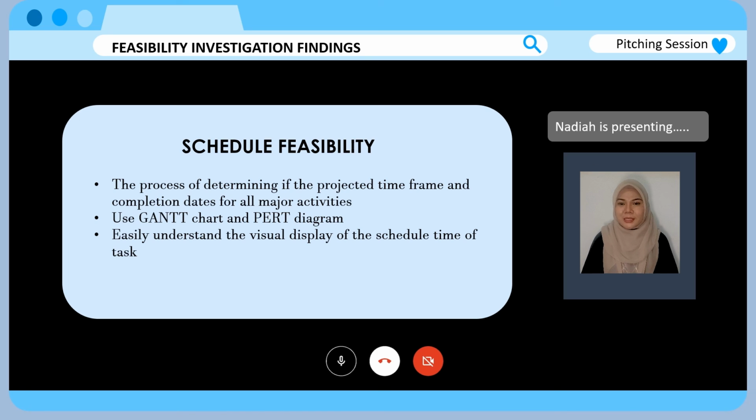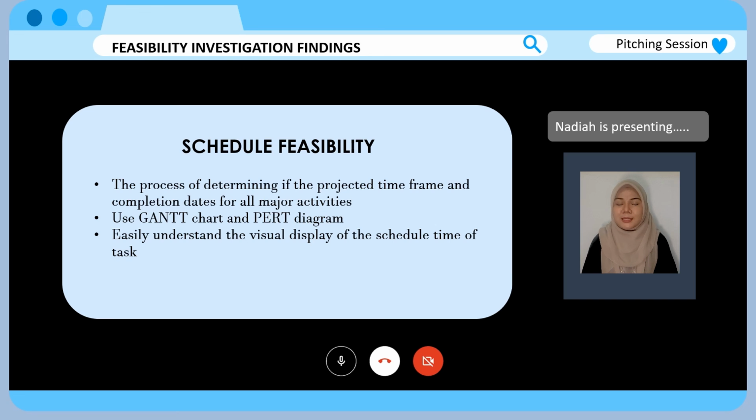Schedule feasibility is known as the process of assessing the degree to which the potential time frame and completion date for all the major activities within a project meet organizational deadlines and constraints for the affecting change. To create and plan the schedule, we use the Gantt chart and PERT chart because they are common project management tools, and by using both of these charts, we can easily understand the visual display of the schedule time of the activities.